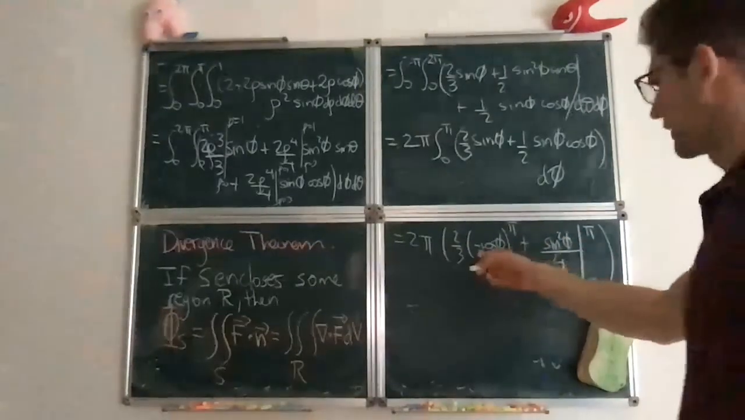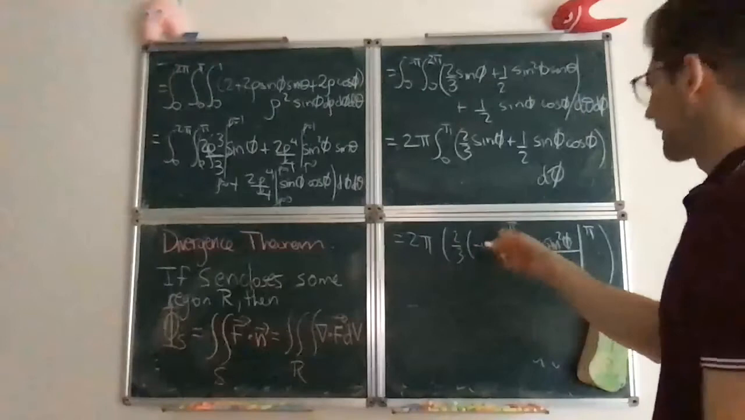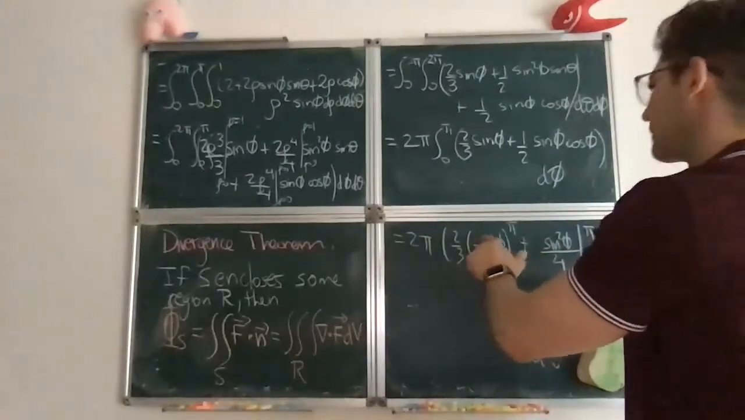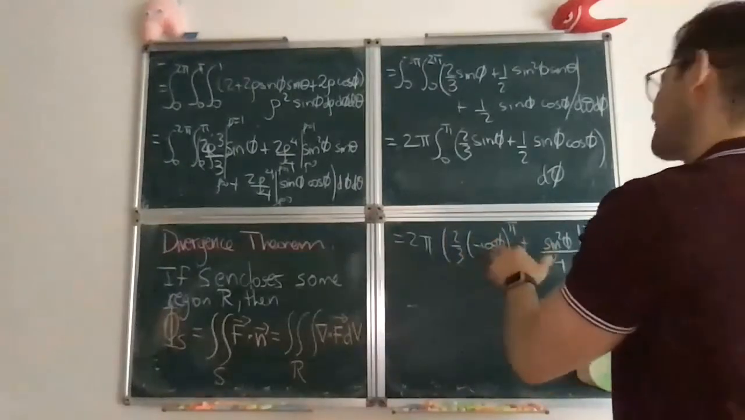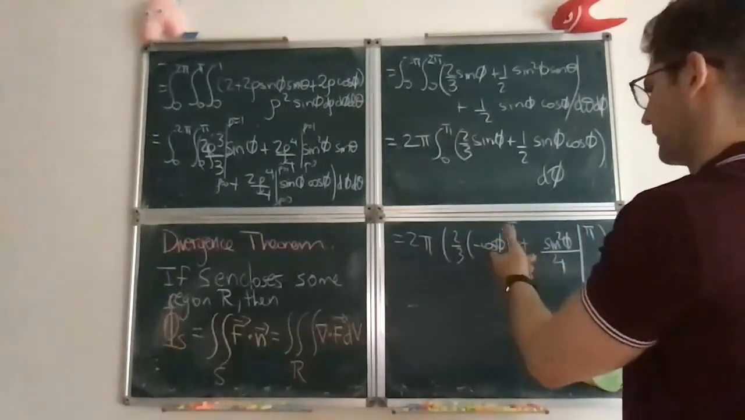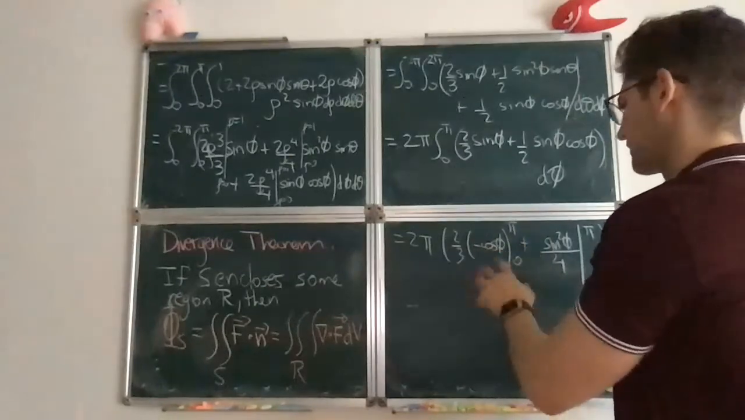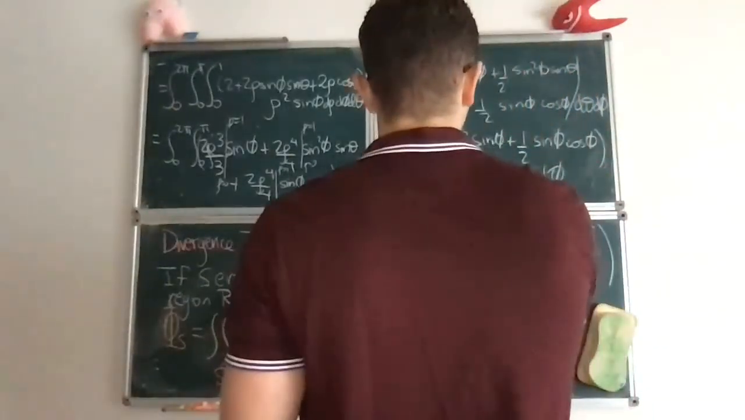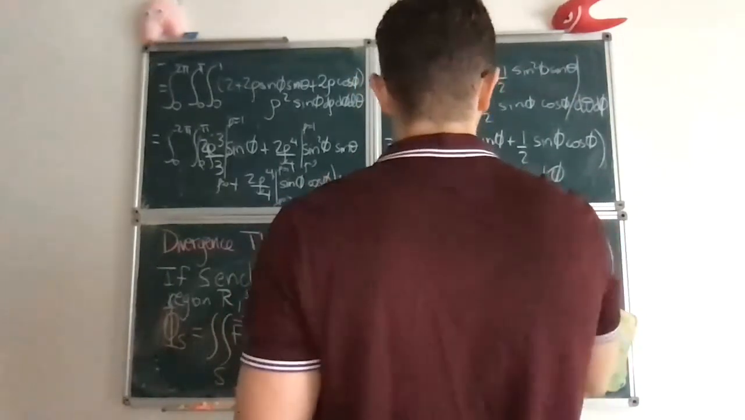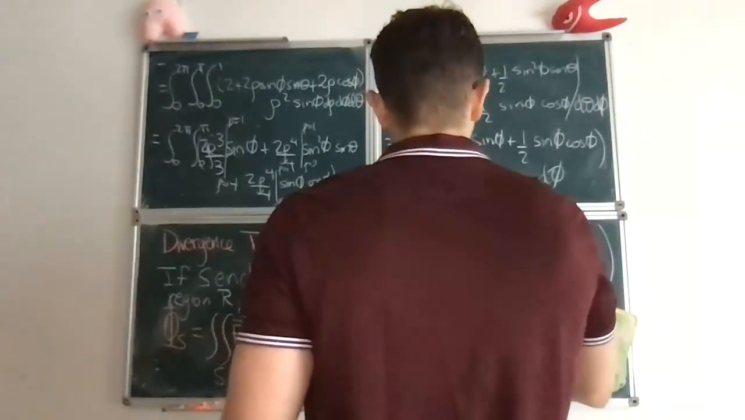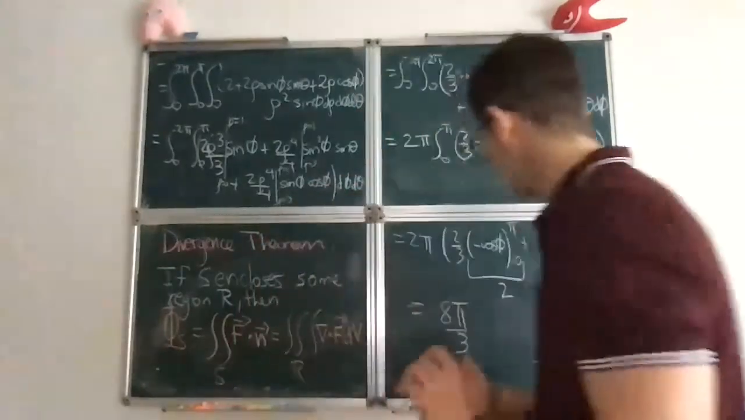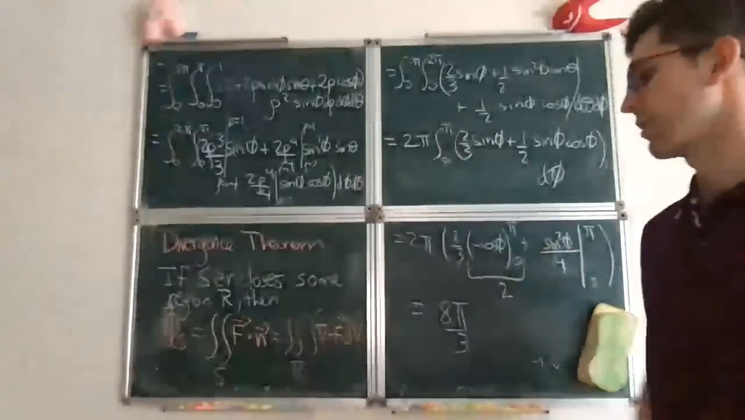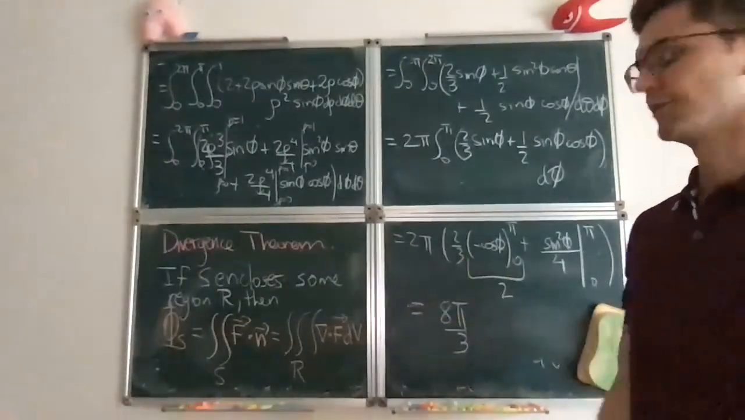And this gives you negative cosine of pi, which is 1, plus cosine of 0, which is 1, so this gives you 2. So you get 2 times 2, that's 4, times 2, 8. So you get 8 pi over 3. Okay, and so that's, again, another computation of flux using the divergence theorem.